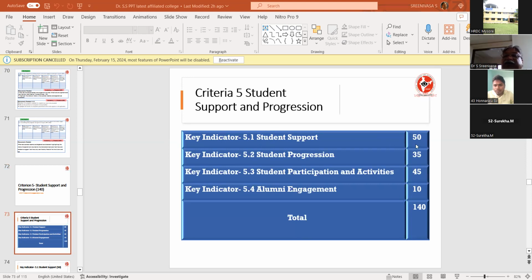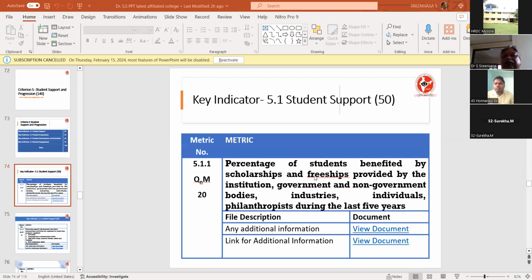Student support has 50 marks, 50 into 4 is 200 marks. Student progression to higher studies is 35 into 4. Student participation in activities and alumni engagement, we have kept fewer marks. 140 is the total weightage.